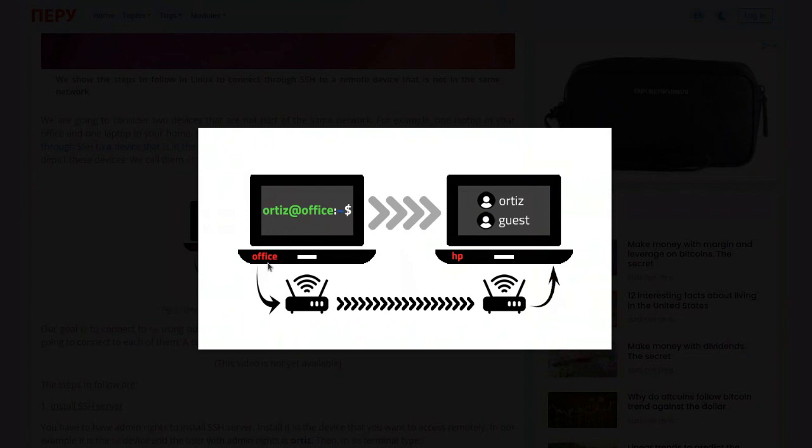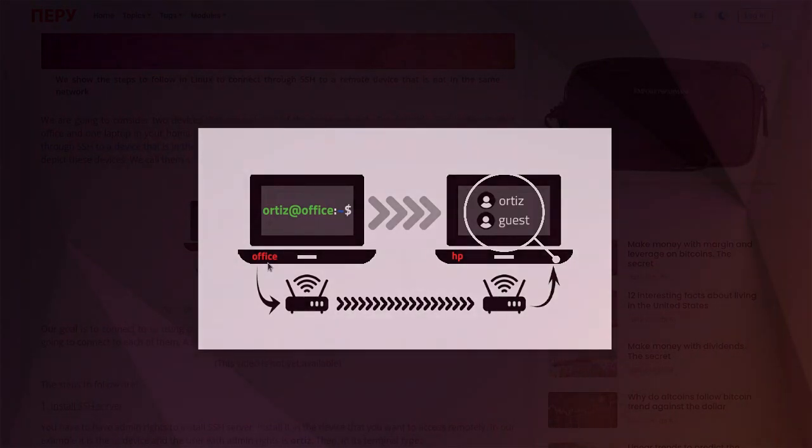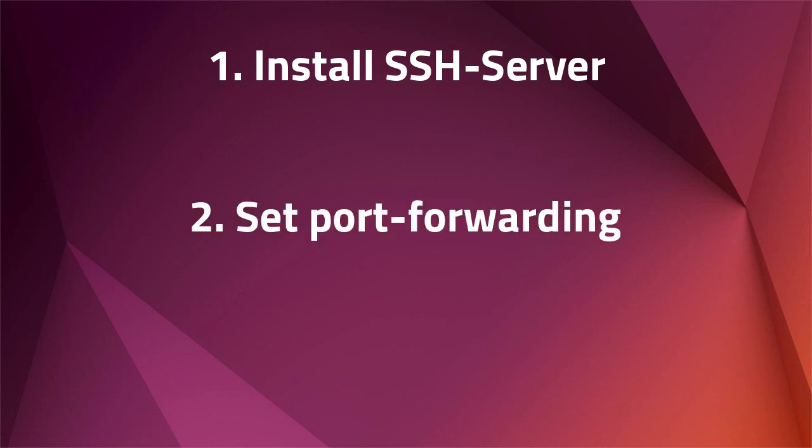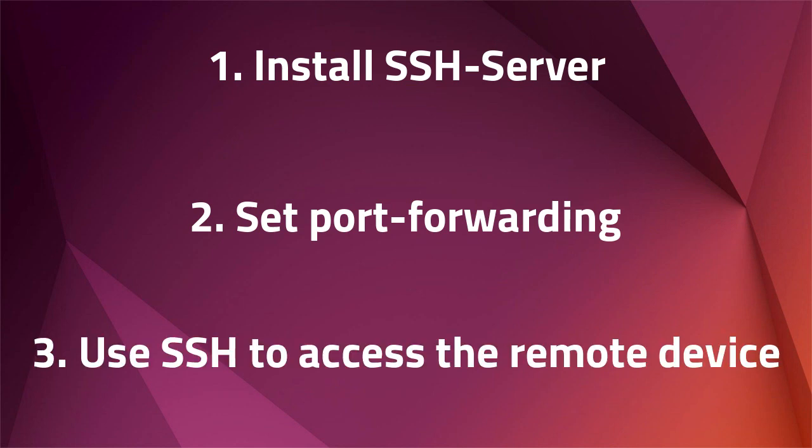Our goal is to use the Laptop Office to connect to the Laptop HP. In particular, to connect to Ortiz at HP and Guest at HP. For this, there are 3 steps to follow. The first one is to install SSH server. The second one is to set port forwarding. And the third one is to use SSH to connect to the HP device.